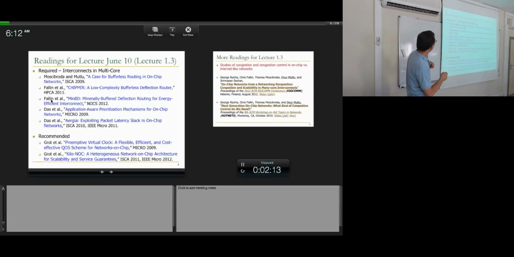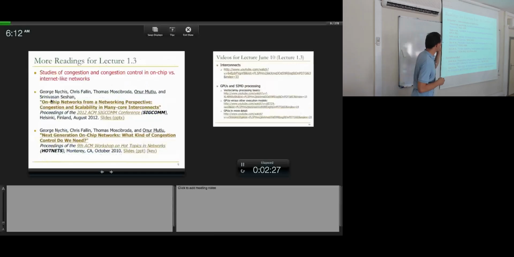Most of these are related to efficient interconnection network design for on-chip networks, and some of them are related to higher performance interconnection network design and quality of service on-chip. How do you enable efficient quality of service on-chip networks? Obviously, there are a lot of interesting similarities and differences between on-chip and internet-like large-scale networks, and we've covered that also recently in some papers.